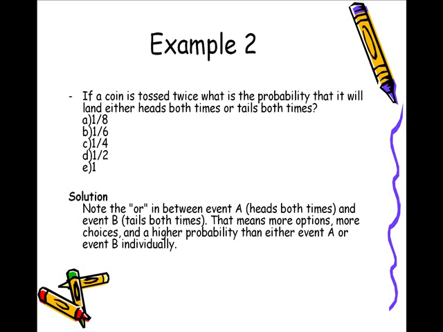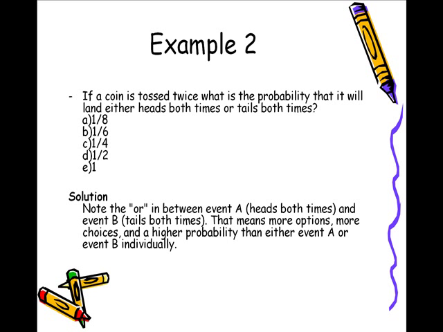Now let's look at how to use the formula for OR. So if a coin is tossed, what is the probability that it will land either heads both times or tails both times? So now we're using OR. We will be using the addition formula where we will add probabilities for both events. But the tricky part here is that you want to first calculate the probability of each event.